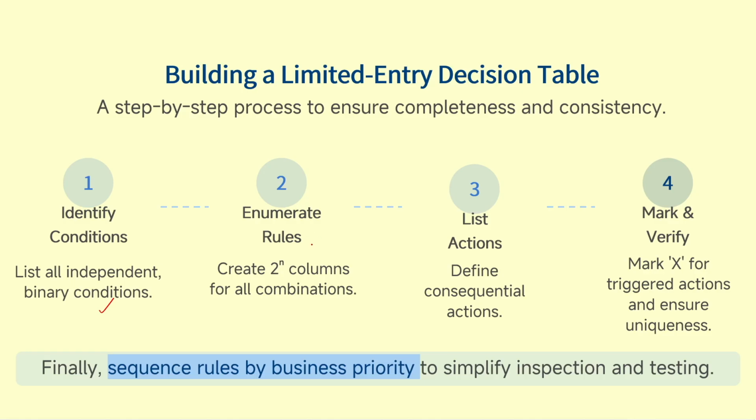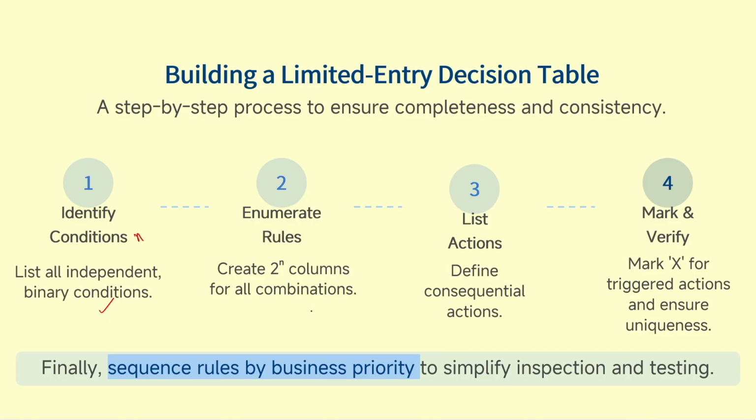The second step is enumerating the rules. Whenever you have n conditions, there could be 2 power n columns which are represented as rules or the requirements with respect to making this decision. So we will be creating 2 power n columns with respect to all the combinations.